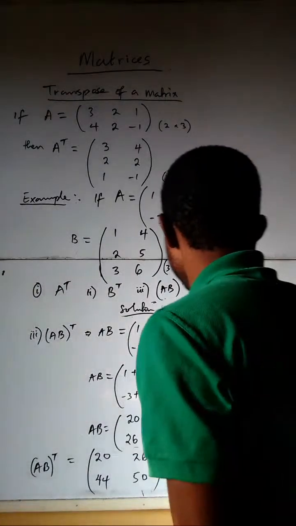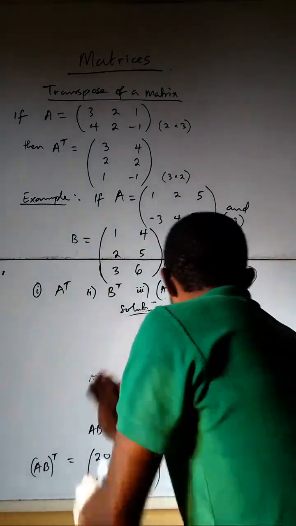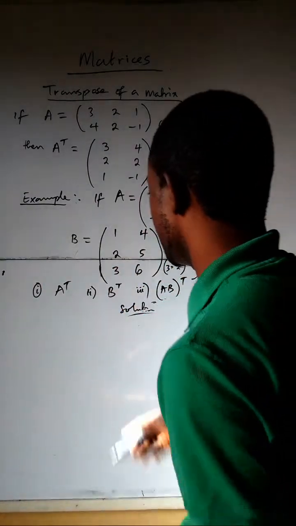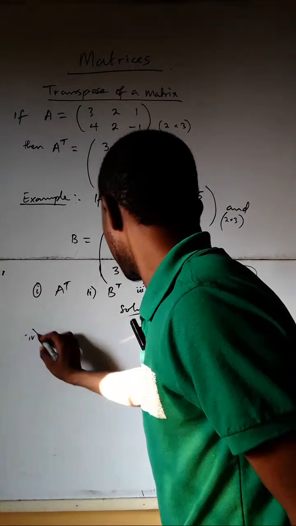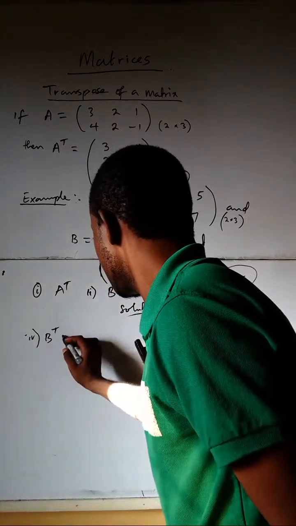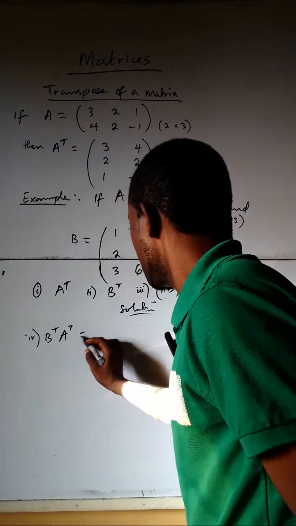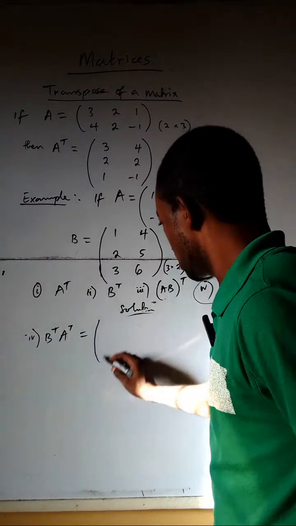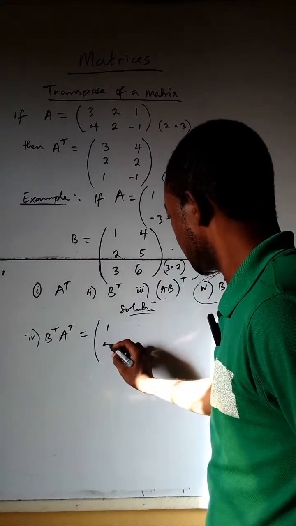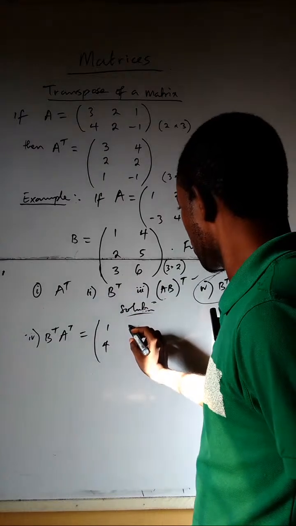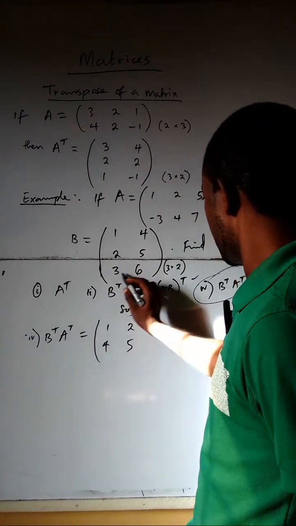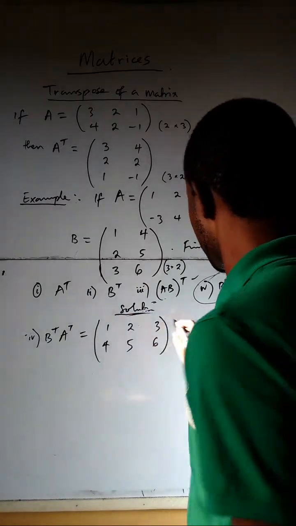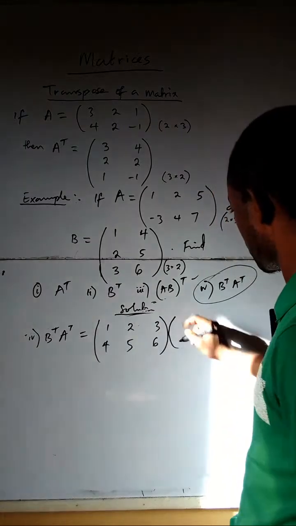The same thing here, we have already looked at A transpose and B transpose, so we can write that out directly. That is number 4, we have B transpose times A transpose, which implies here, B transpose here, we turn the row to the column. That is, we have 1, 4, we have 2, 5, then we have 3, 6. So that's B transpose, then times A transpose.